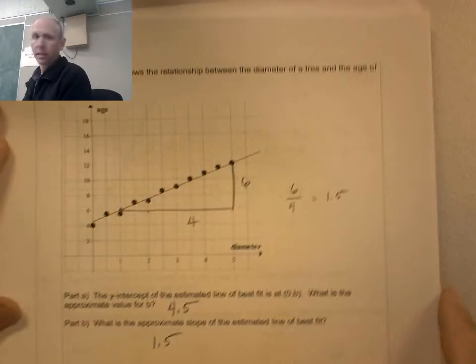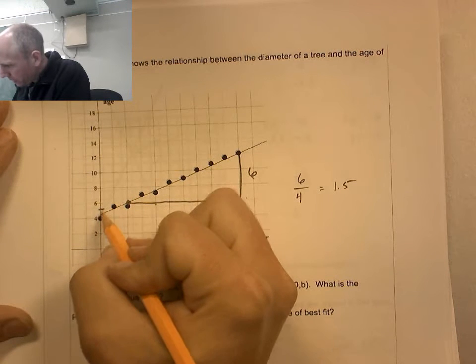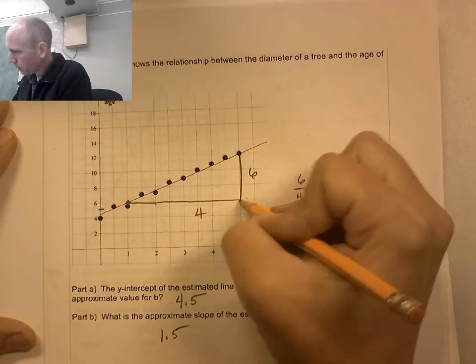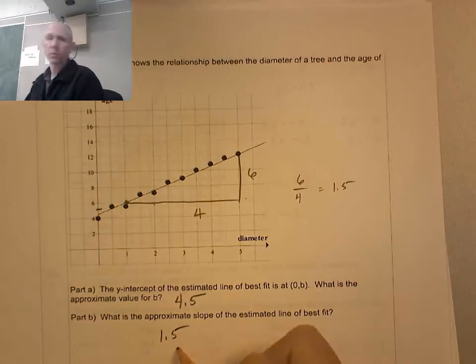Another scatter plot. The intersect. Look at this guy. If this is at 5, this is at about 4.5. I have it at 4.5, 4.5. The slope, good point. Slope triangle, 6 over 4, which is 1.5. Slope is 1.5.